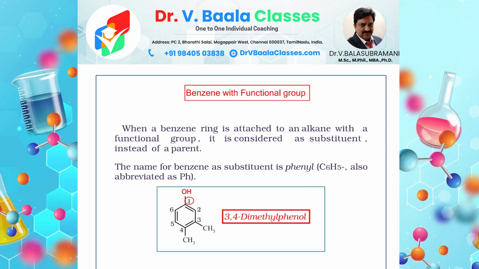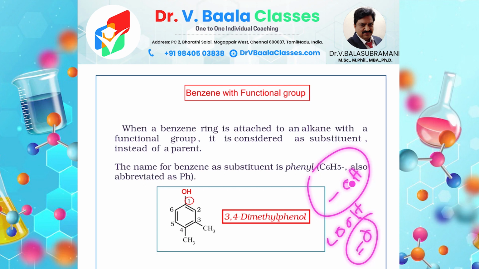For example, here a benzene ring is there. Here also 3 attached groups are there: 2 methyl groups and 1 phenolic group. Whenever the phenolic group is present, there is a special functional group. OH is a special functional group, like CO, OH and CO.